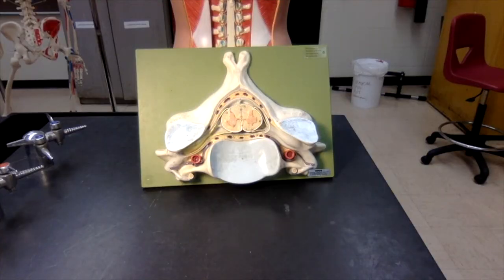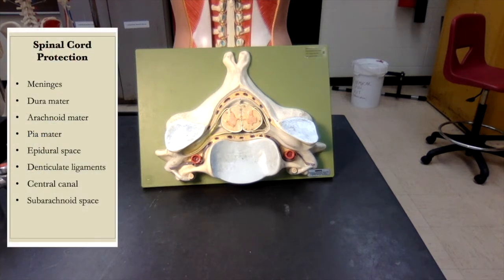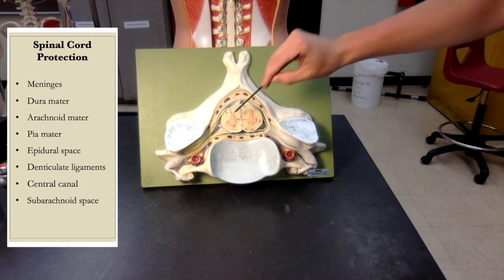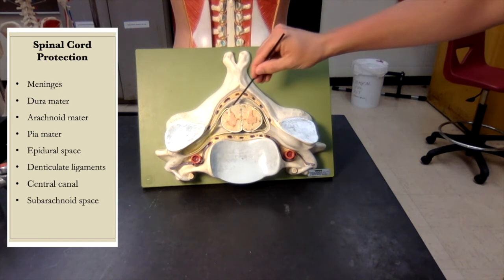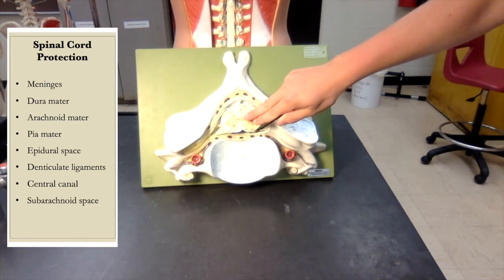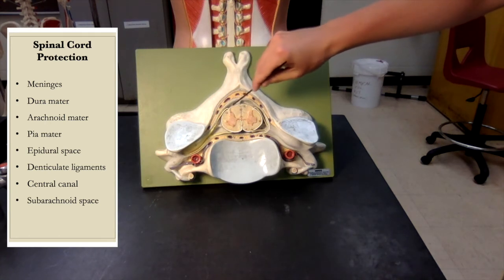So now we want to look at the structures and features that are used to protect the spinal cord. The first set of structures are the meninges. These are layers of tissue that are directly around the spinal cord. The very first layer is the pia mater. This is the layer that's directly on top of our spinal cord. Then we have a space. This is called the subarachnoid space.